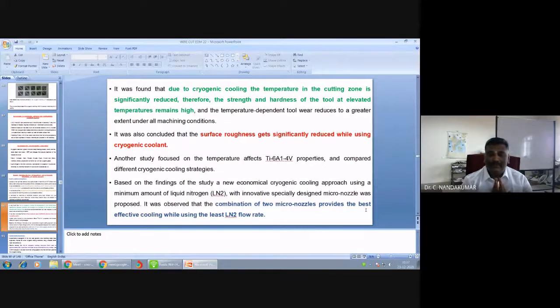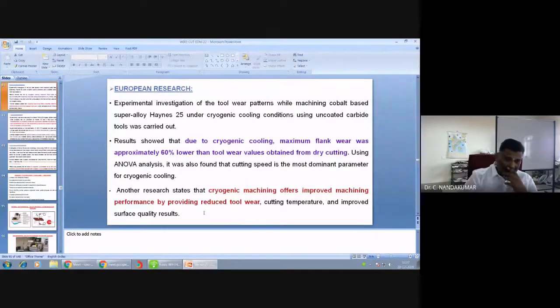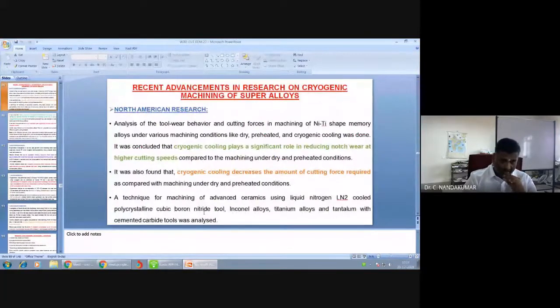We should go for precautions, preventive measures, everything. Otherwise, it will cause major accidents. So it was observed that the combination of two micro nozzles provides the most effective cooling while using the LN2 flow rate. This is research from North America. They did most of the research.